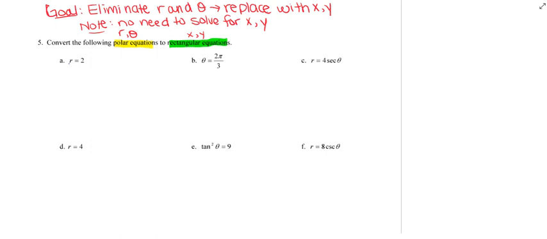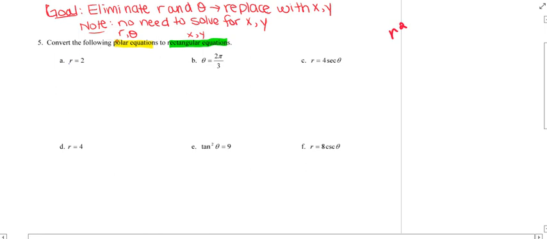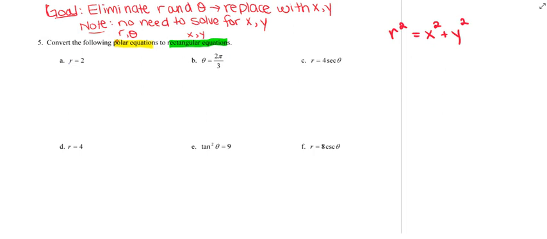In order to do this, I'm going to use the exact same four identities that we used in the last video when we converted rectangular to polar, but I'm going to use them in the opposite order. So since I'm trying to replace r's and thetas with x's and y's, I know that I can replace any r squared that I see with an x squared plus a y squared. So again, same identity from the previous lesson, but backwards, because in this lesson we're going backwards.